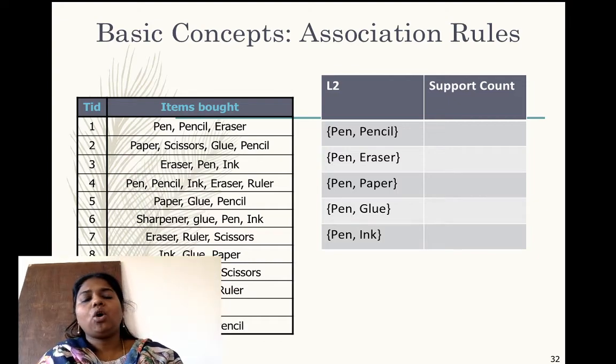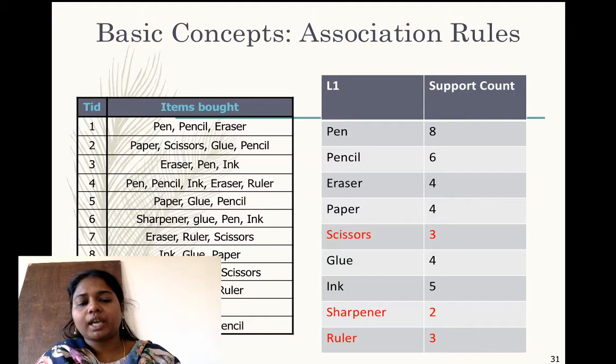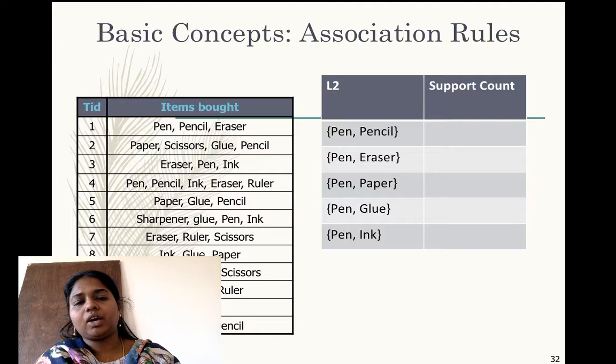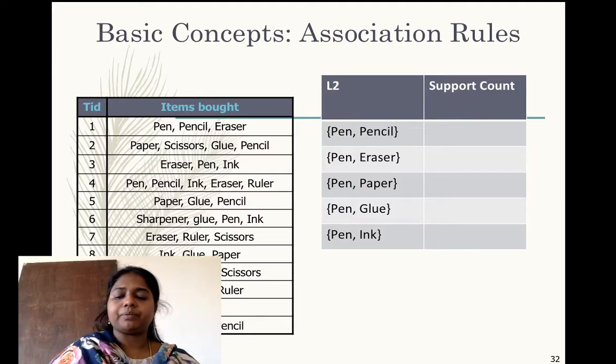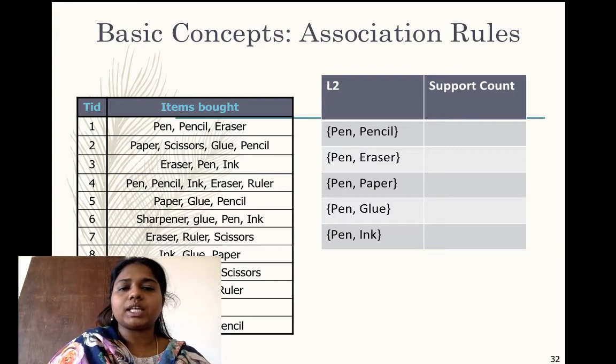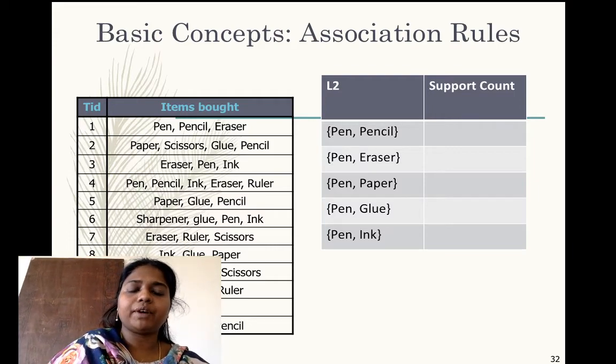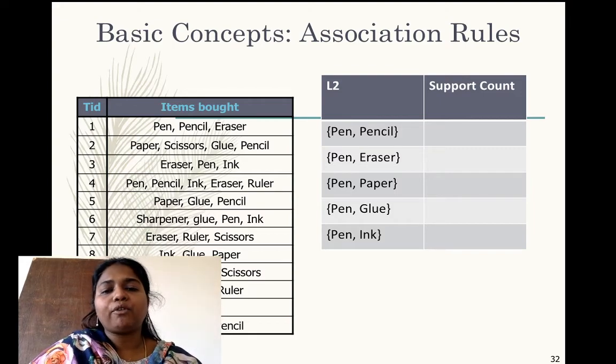Now I am getting all the possible combinations of pen along with the other items whose support value is greater than the minimum support threshold. Because scissors, sharpener and ruler are not frequently occurring, they can't occur. So I am taking out those, and the rest of the items I have included here. This defines the frequent set L2. So I define L2 as the group of all item sets with 2 items in them.